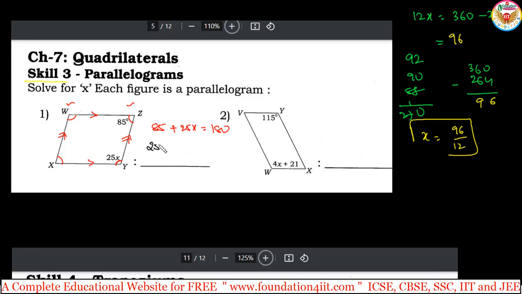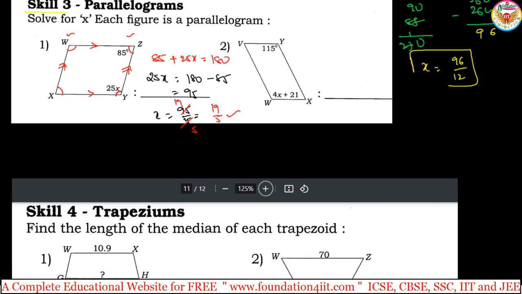So 25x is equal to 180 minus 85. So this is 95. Then x is equal to 95 divided by 25. We simplify this: 5 times 5, 5 ones are 5, 19. So 19 divided by 5. You can write it as a mixed fraction or decimal. That's the value of x. The property that the sum of adjacent angles equals 180 is applied here.